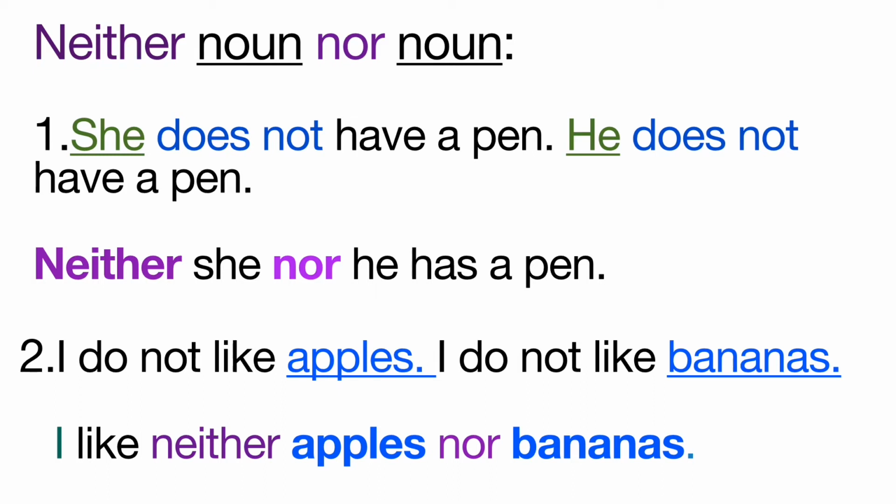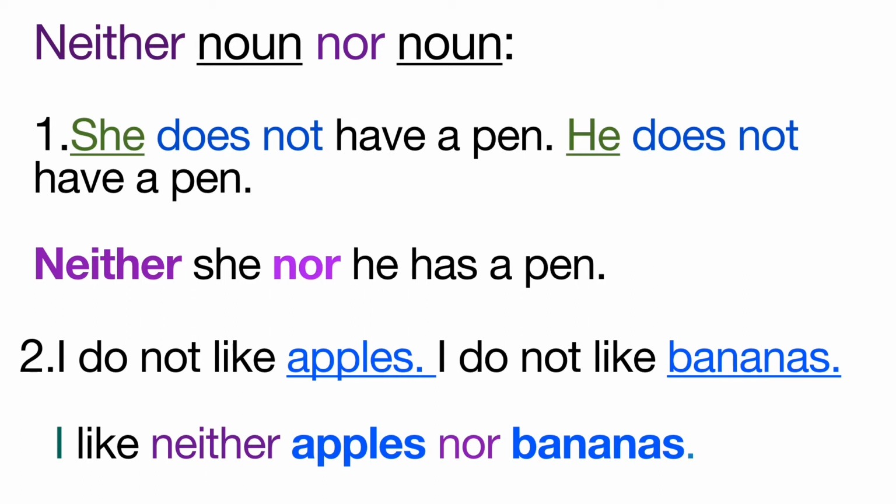She does not have a pen. He does not have a pen. In these sentences, subjects are different and the remaining sentences are the same. So add neither she, that is one subject, nor he, second subject, and after writing this structure, add the rest of the sentence, that is has a pen. We used has because the verb should agree with the nearest subject, that is he. He is singular, so the singular verb has is written.